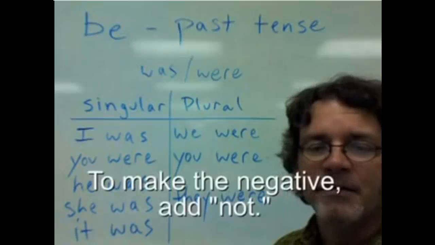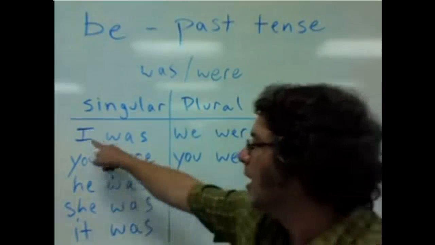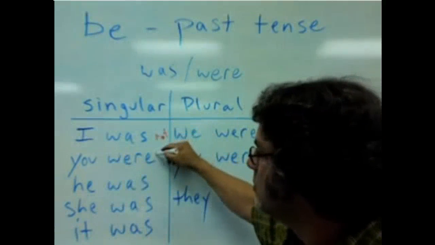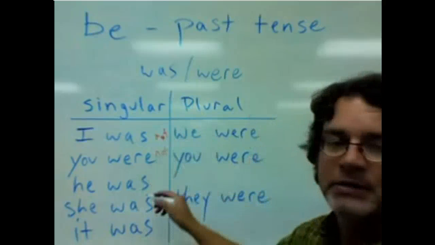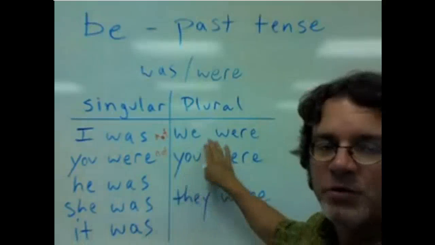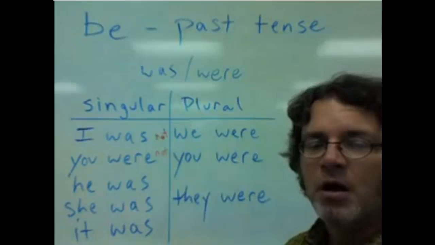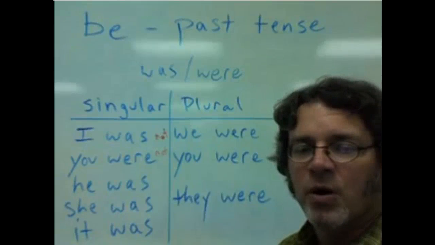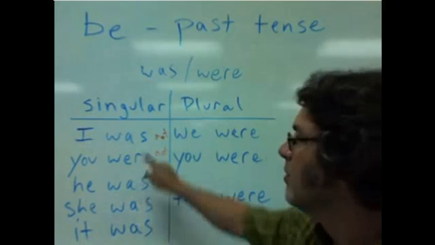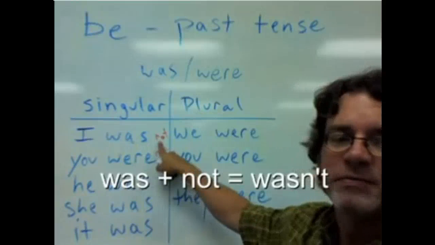To make the negative, add not. I was not. You were not. He was not, she was not, it was not. These all use not to make the negative. Most people use contractions when making the verb be negative in the past tense. So was and not together become wasn't.